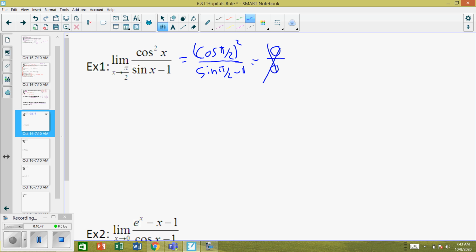They don't like seeing 0 divided by 0. So if we want to do L'Hopital's, we have to write it separately. We have to say the limit as x approaches pi over 2 of cosine squared of x equals 0, and the limit as x approaches pi over 2 of sine of x minus 1 also equals 0. So we show the top and the bottom both equal 0, and that's indeterminate form.